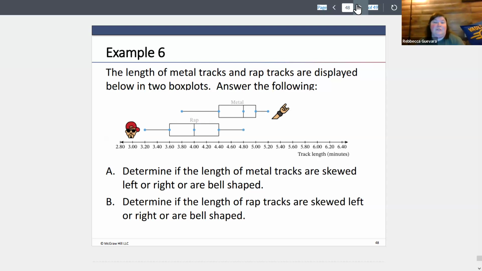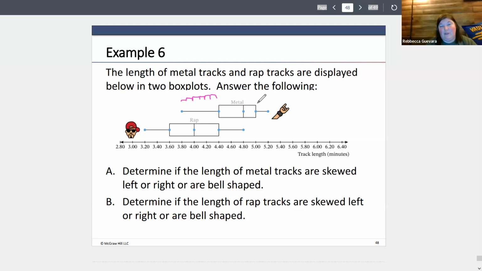Okay. So this is a silly graph, but it was a good one I found. I thought it was pretty decent. The length of metal tracks and rap tracks are displayed in the two boxes below, and we're going to answer the following questions. So we want to determine if the length of metal tracks is skewed left, skewed right, or bell-shaped. So if you look at metal tracks, like I said, we have this longer whisker here, meaning we have data spread out like this.